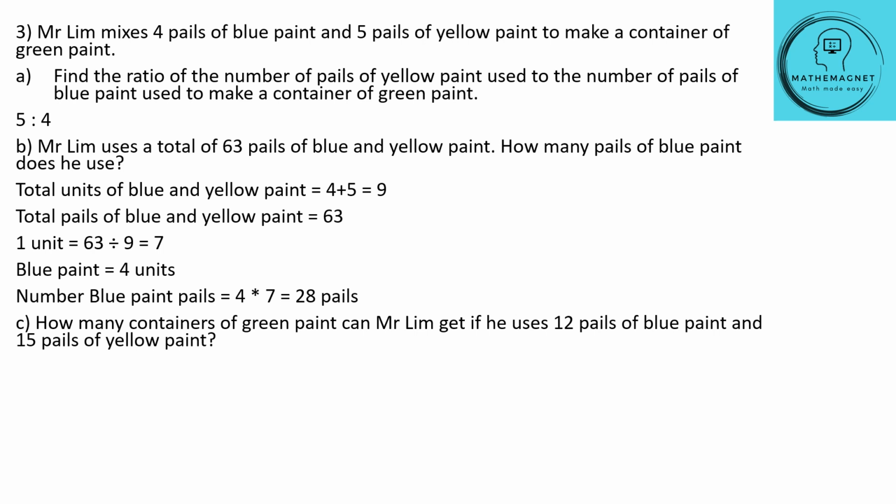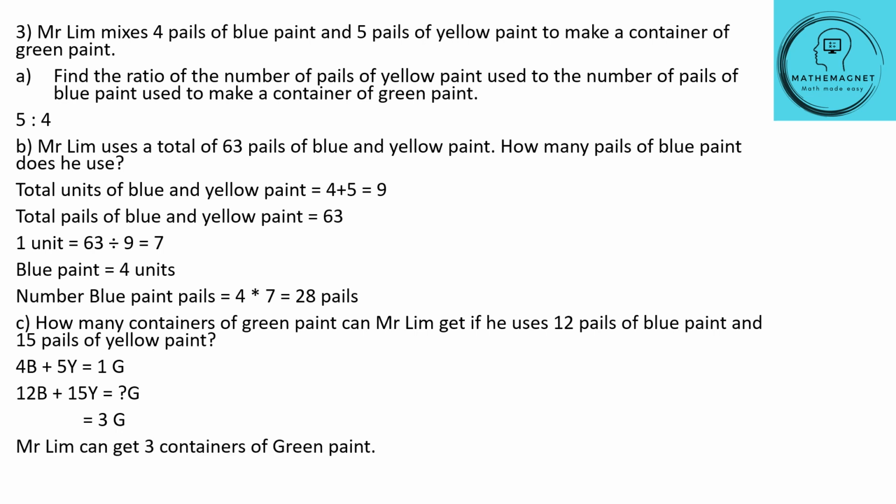Question number C. How many containers of green paint can Mr. Lim get if he uses 12 pails of blue paint and 15 pails of yellow paint? Now we know it is 4 blue plus 5 yellow. That is the ratio that we came up with from the question over here: 4 blue plus 5 yellow is equal to 1 green. Now they are asking if they are using 12 blue and 15 yellow, which means basically you are multiplying this by 3. So you will get 3 pails of green paint. So Mr. Lim can get 3 containers of green paint.